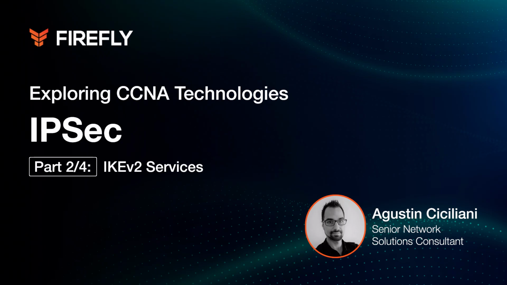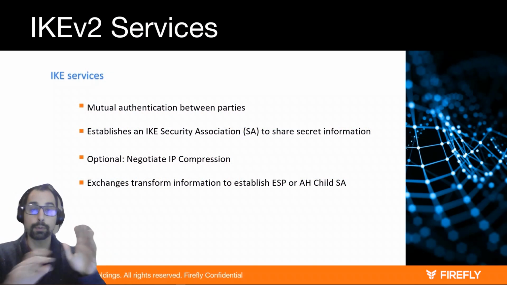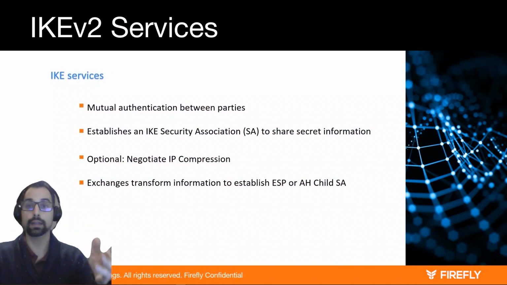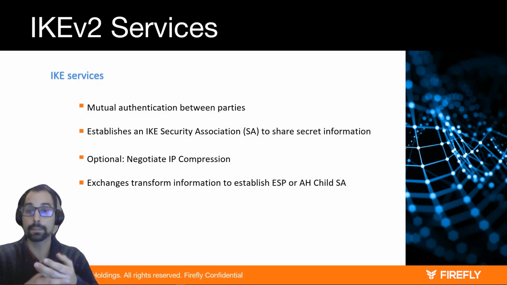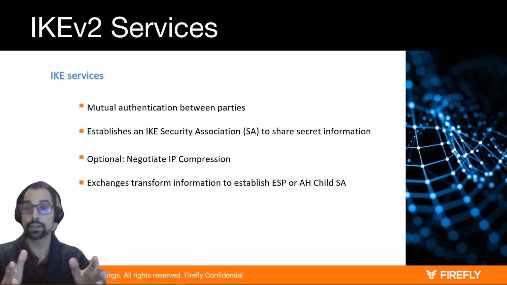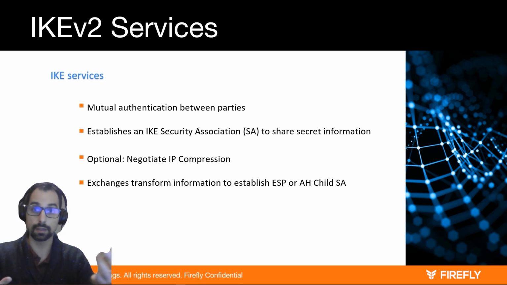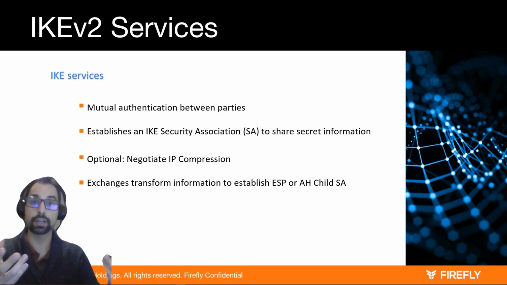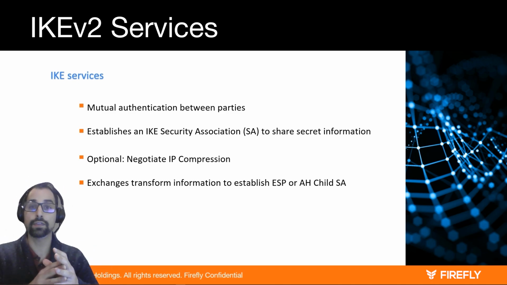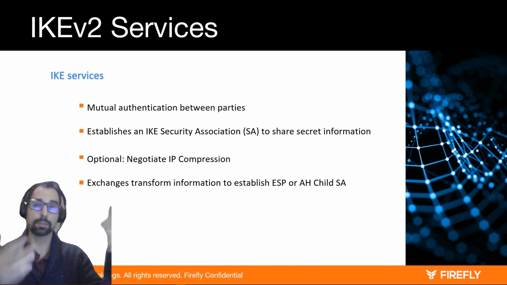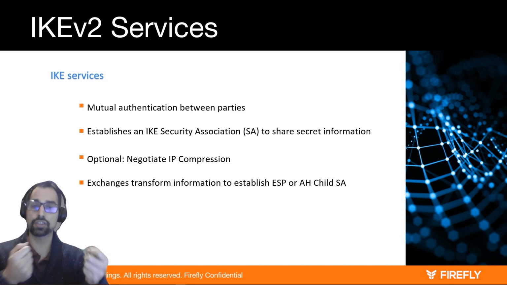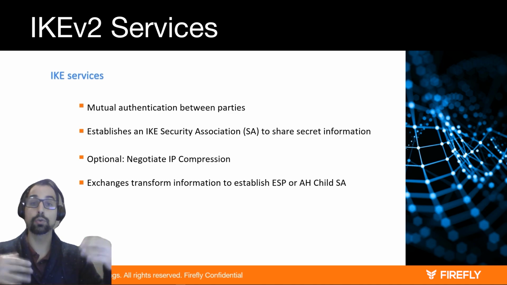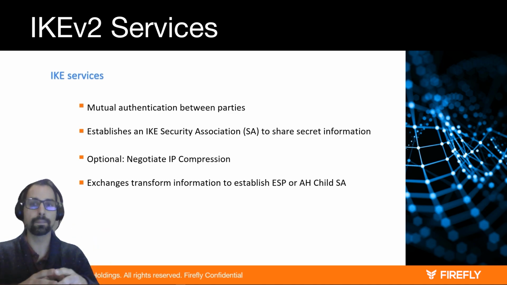All right, guys. Now we focus a little bit on the IKE protocol, what IKE can do for us. As you can see in these bullets, IKE basically provides mutual authentication between the parties, between the two devices on the tunnel, or between the two devices negotiating IPsec. It's going to first create an IKE security association, sometimes referred to as the phase one security association, and it's going to start sharing secret information to create the keys that we're going to use later on.